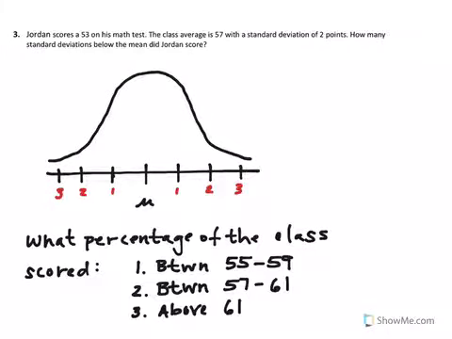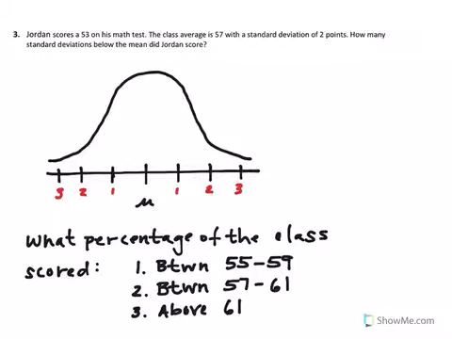So in this problem, we are going to examine Jordan's score, and assuming that the test scores are normally distributed, we're going to use this normal distribution and our empirical rule to explore what Jordan's score was comparatively and some of the other students and the range that they scored in.